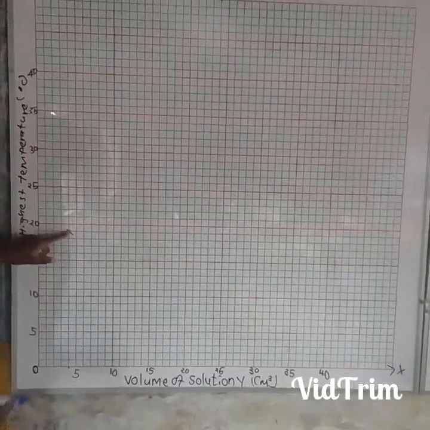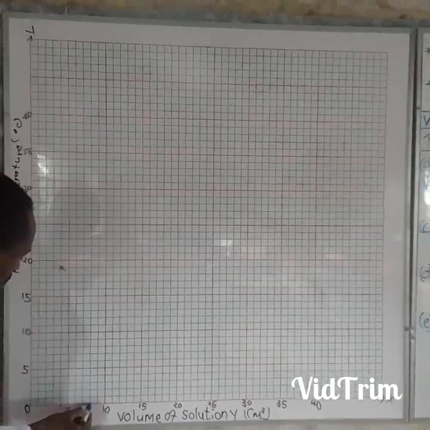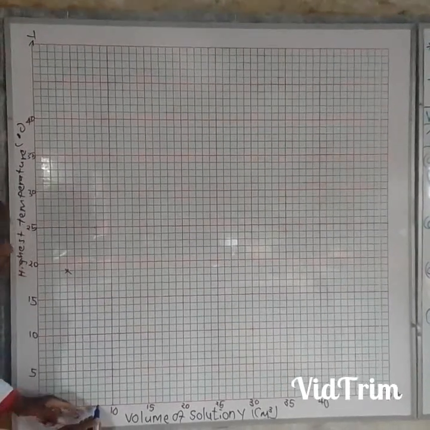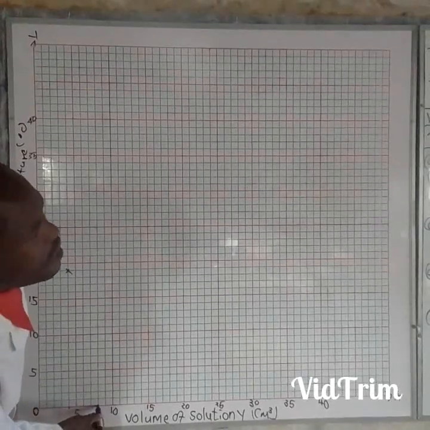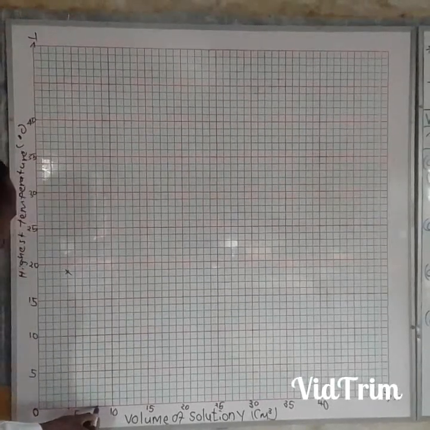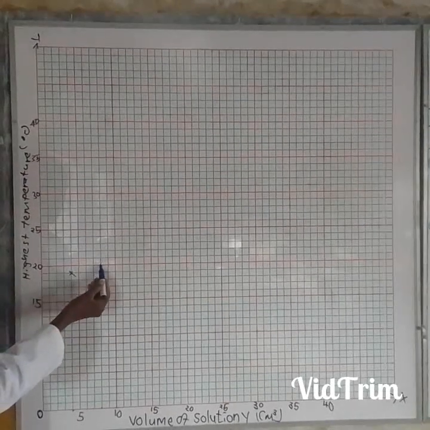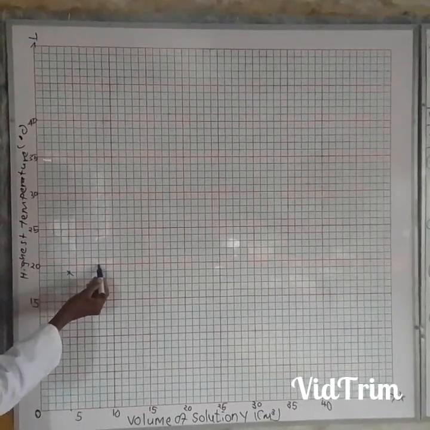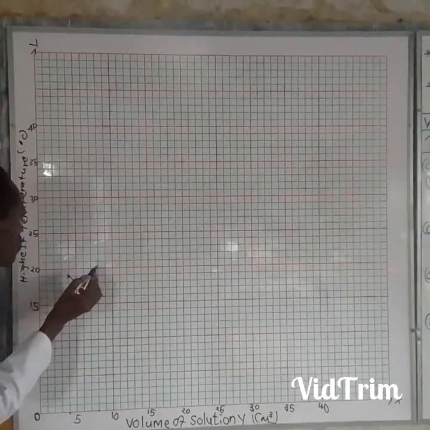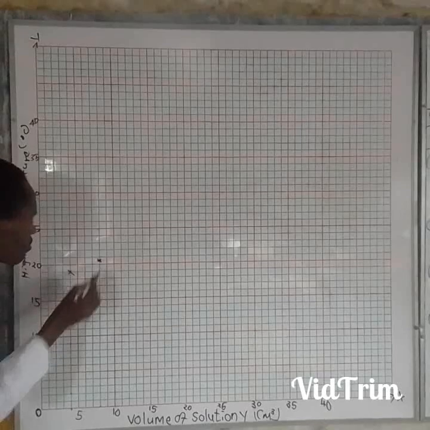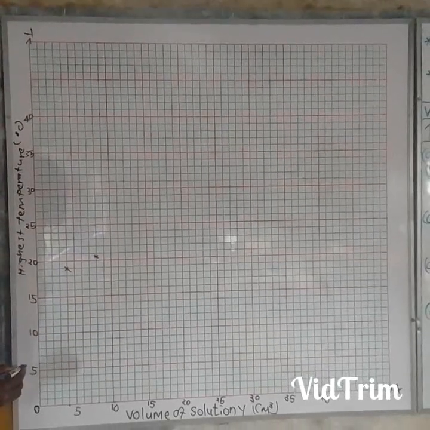Is it okay? Then when the volume is 8, this is 6, 7, 8, then the highest temperature is 20.5. So I have to move up to 20 on the y-axis. This is 20, then it is 20.5, so 20.5 is at the center of this box. Is it okay, my student?